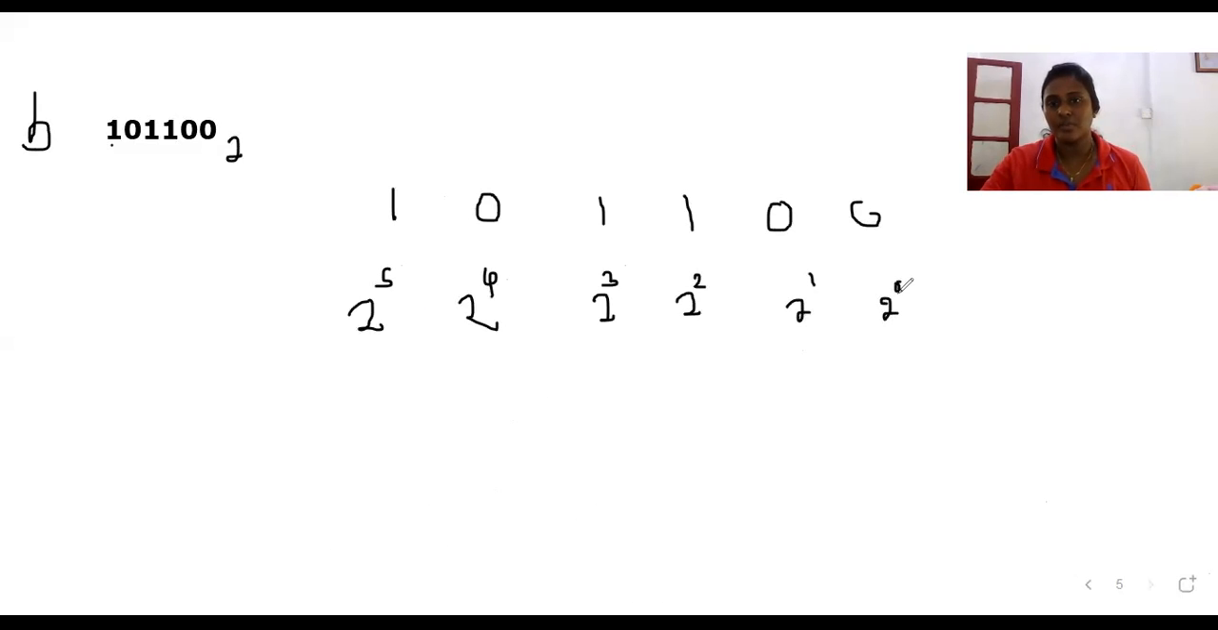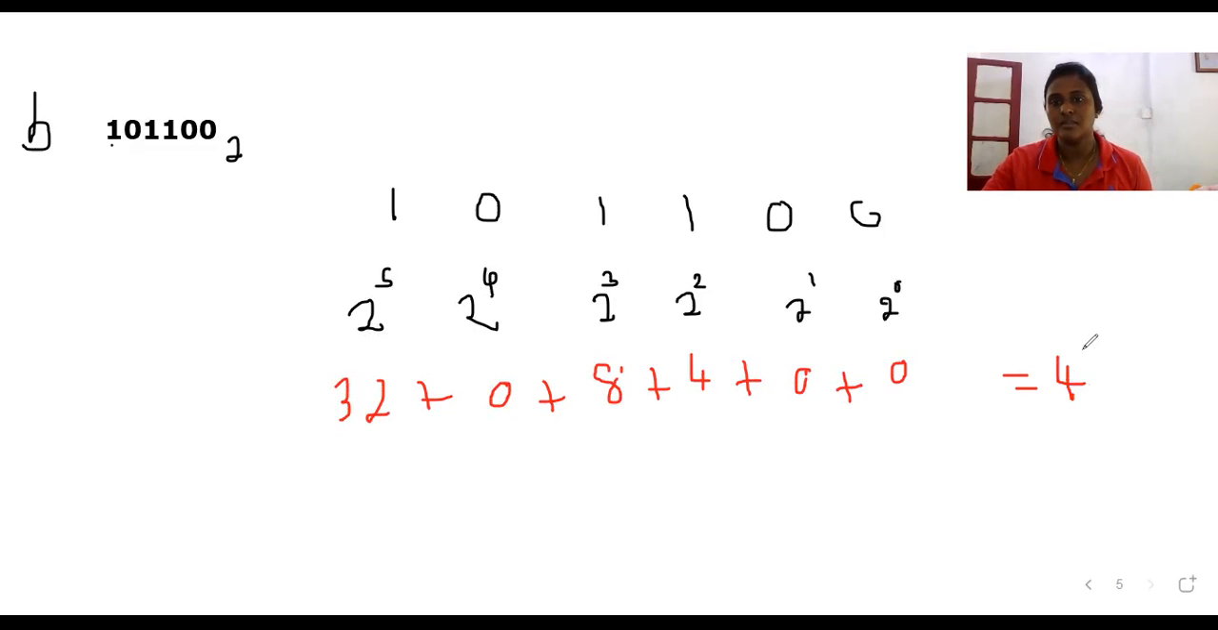Then 2 to the power 0 means 1. 1 times 0, here just 0. 2 to the power 1 is 2. 2 times 0, 0. 2 to the power 2 is 4. 4 times 1, 4. 2 to the power 3 is 8. 8 times 1, 8. 2 to the power 4 is 16 times 0, 0. 2 to the power 5 is 32 times 1, 32. Now we have to get the sum of this, no? Then 32 plus 8 is 40, 44. So this number is decimal 44.